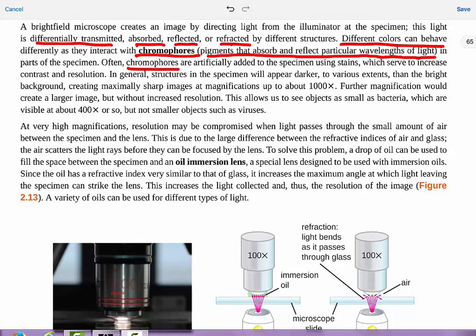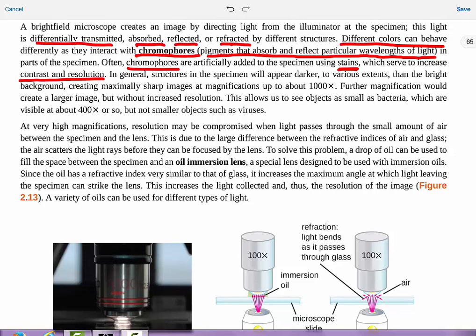Often, chromophores are artificially added to the specimen using stains. And again, remember, those are going to increase the contrast and the resolution. So we stain different specimens to make sure that we can see them compared to other parts of the specimen, but also because it gives them different colors depending on what you're staining.